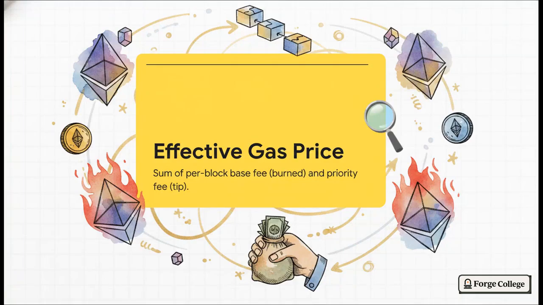And that brings us to the effective gas price, which is literally the heart of our deterministic formula here. Under EIP-1559, it's just the sum of the per-block base fee and your chosen priority fee, your tip. So the total transaction fee is always going to equal the gas used multiplied by this effective gas price. That is the golden equation we'll be leaning on for everything moving forward.